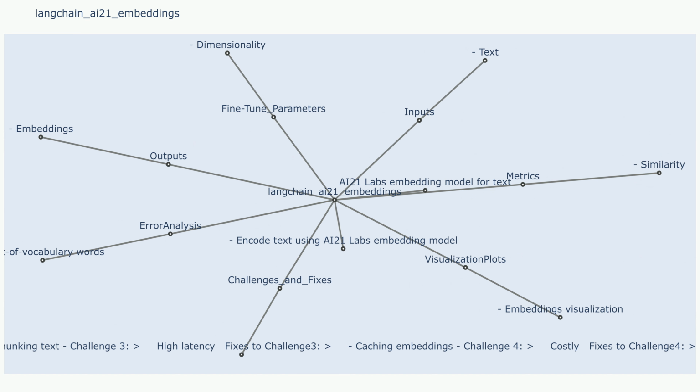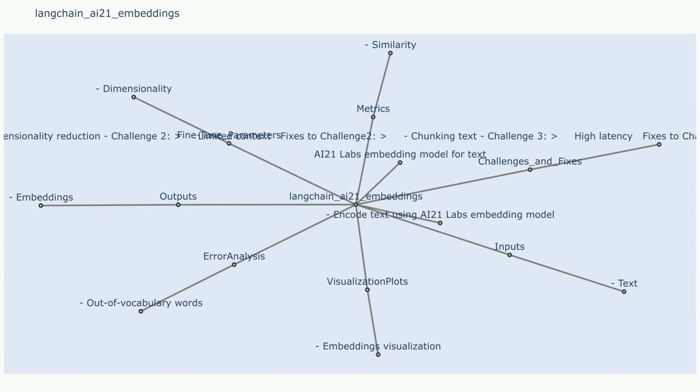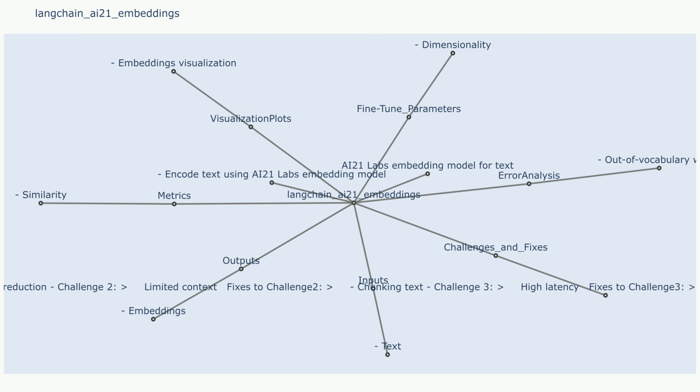Metric 2. Explain in detail Euclidean distance. This metric calculates the straight line distance between two vectors, where smaller distances indicate higher similarity. Visualization plots. Visualization plot 1. Explain in detail scatter plots. These plots visualize the relationships between different text embeddings in a multi-dimensional space, allowing for visual exploration of similarities and clusters. Visualization plot 2. Explain in detail t-SNE plots.